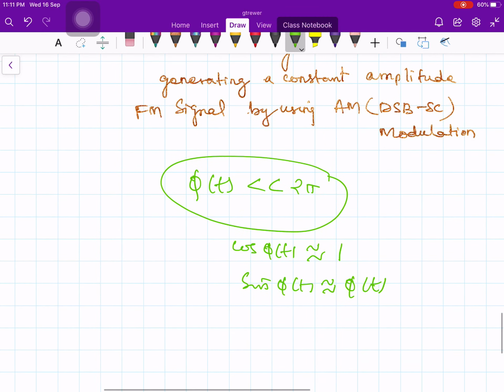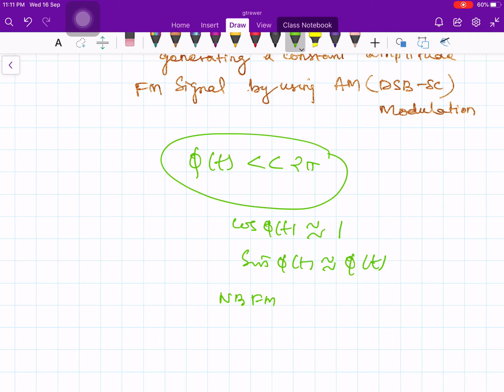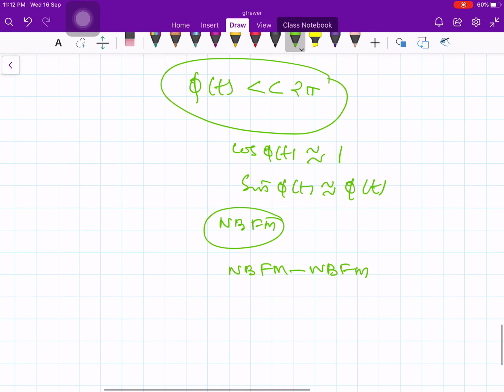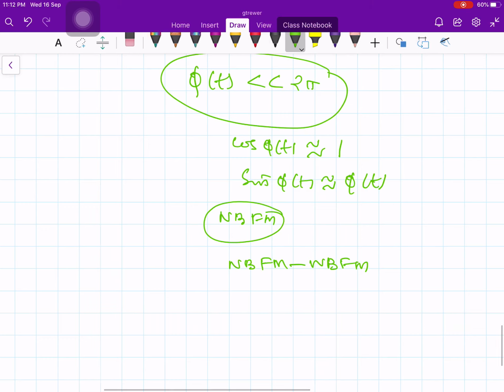If this approximation is indeed valid, you will make a duality. That is, if you want to use this method to generate the FM signal, what you will get at the output is not a wideband FM signal, but a narrowband FM signal. You have to keep that in mind. That is why I said it is a two-step process. In the first step, generate narrowband FM. In the second step, you convert this narrowband FM to a wideband FM signal.